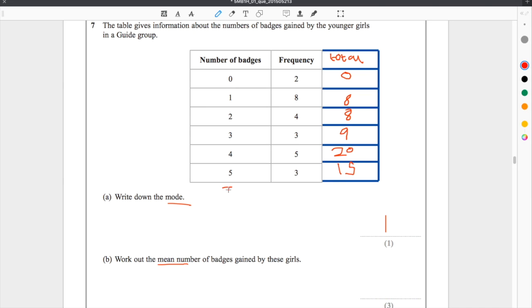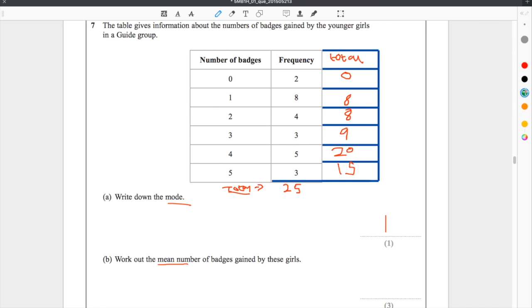And then here, at the very bottom, we do another total. Just an arrow there, which is the total of both the frequency and total column here. So if we add all the frequencies together, 2 plus 8 is 10, plus 4 is 14, 17, 22 and 25.